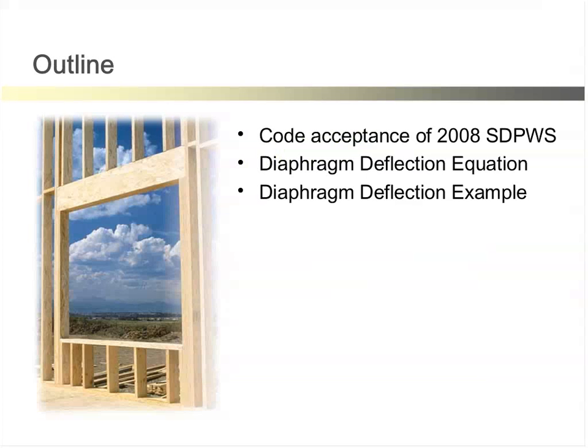So a real simple outline for today. We'll just talk quickly about the code acceptance of the 2008 Wind and Seismic Standard in the IBC. We'll provide an overview of the diaphragm deflection equation as it's presented in that standard, and then we'll work through an example. And I'm hoping to leave plenty of time at the end for questions along the way as well.